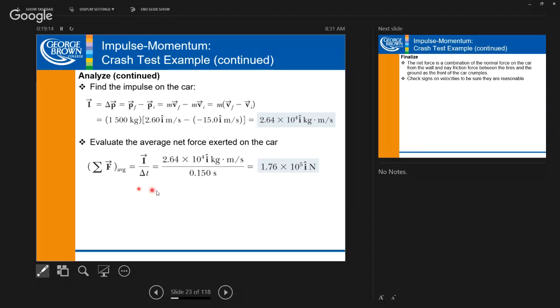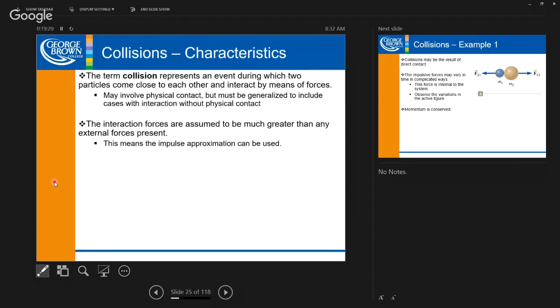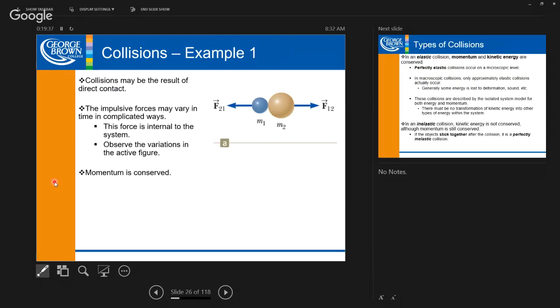This tells you how it works, and it's probably one of the most important things because we're doing these kinds of crashes or collisions in video games. So again, a collision represents an event during which two particles come close to each other and interact by means of forces, the physical definition. We can think of two particles that are colliding and then go the other way. I have mass number 1 and mass number 2. Mass 2 is going this way, mass 1 is going this way, and when they collide, they change direction. It's a one-dimensional collision.